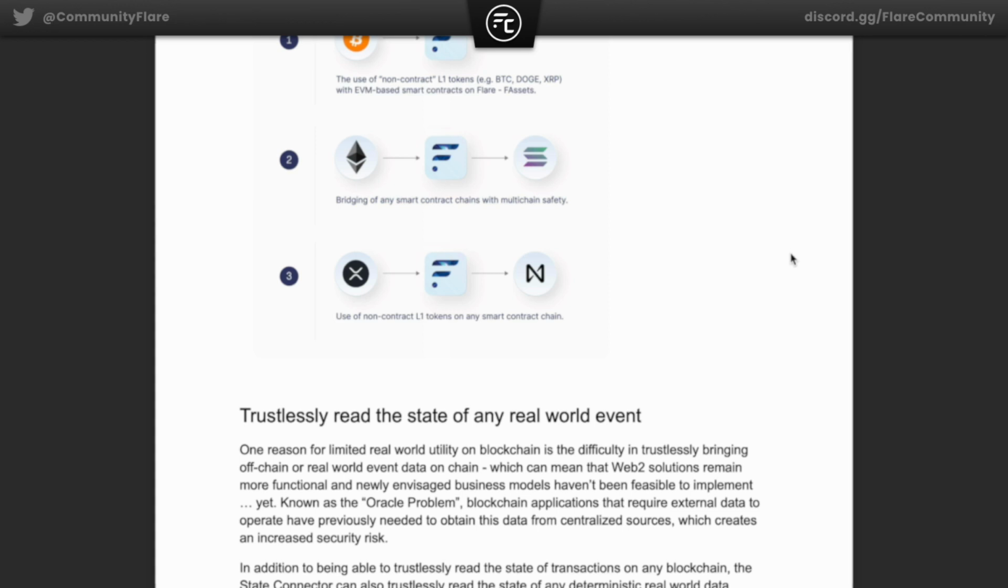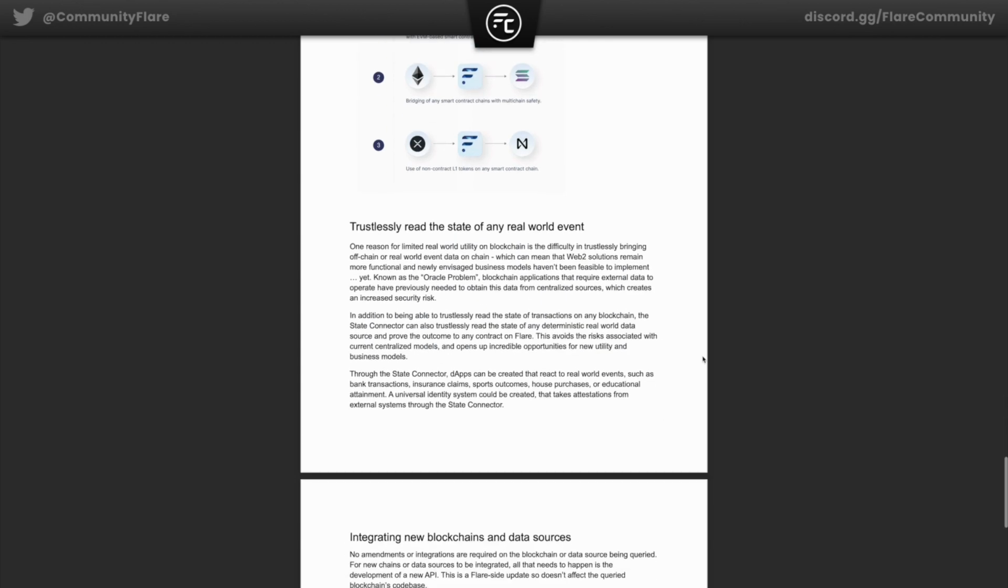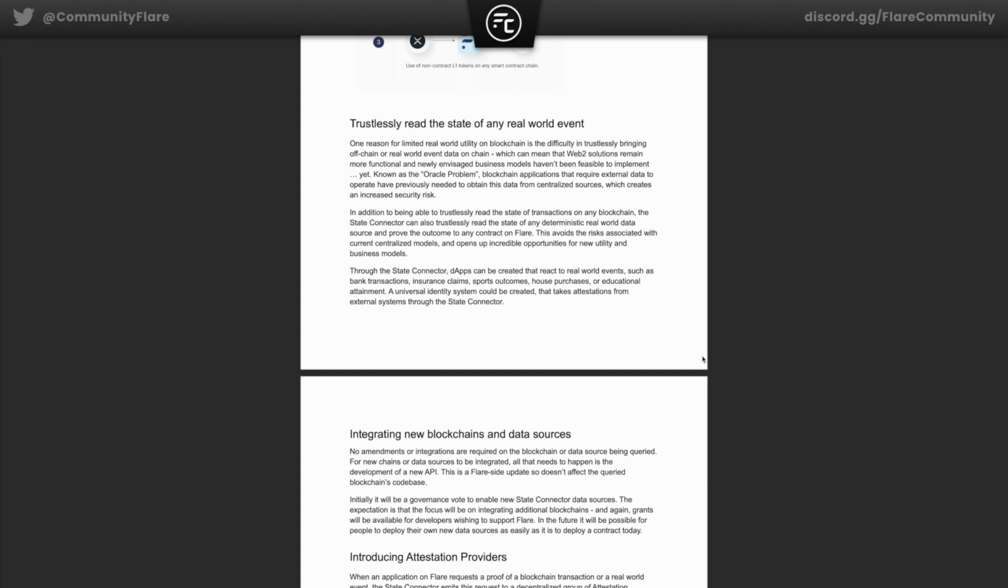So for example, there may be an EVM compatible chain which wants to use XRP, and using the state connector to observe the transactional data, this additional chain could actually do that. It will have proof of the various transactions required to bring the assets over. So we're almost at the end.